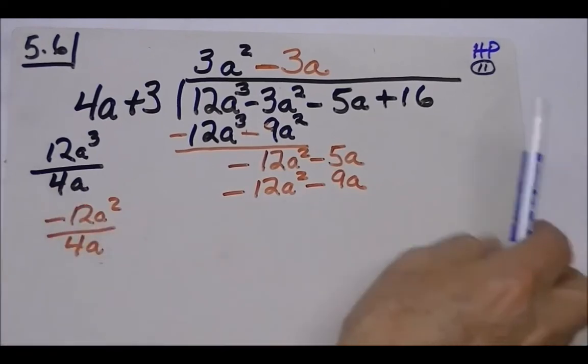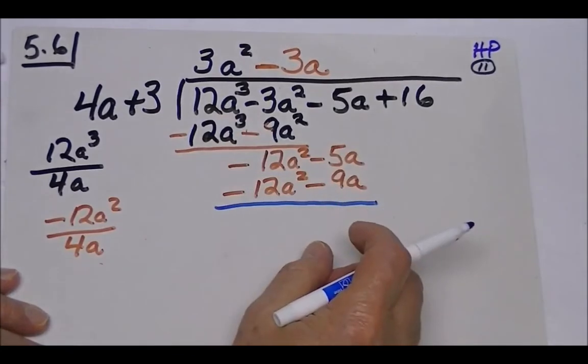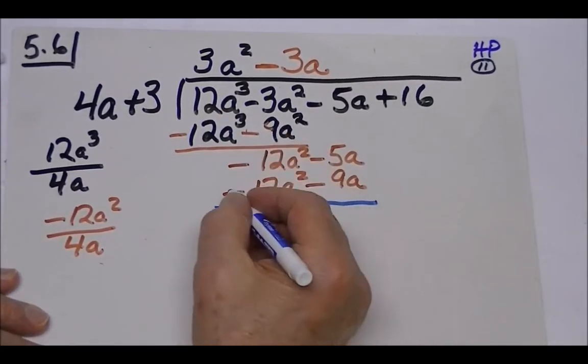Now, what do we do? Well, we're going to put a line, and we have to subtract this. And how do we indicate subtraction? By changing the signs.